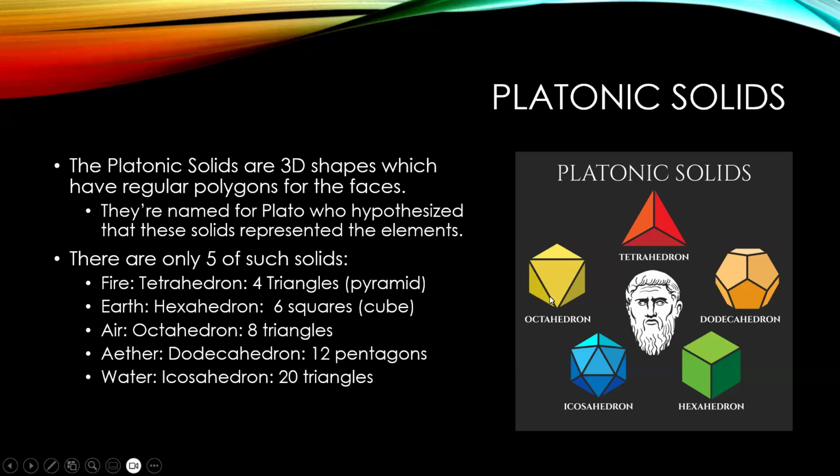The octahedron, which has 8 triangles, that would be this one here, was representing air. We have the dodecahedron. That was my favorite always. It has 12 pentagons, and it represented ether. Think of it kind of like spirit or something. And then there's the icosahedron, which is 20 triangles, another fun one, and it represents water. If you've ever played with magnet tiles, you can make most of these. The dodecahedron might be a little tricky.